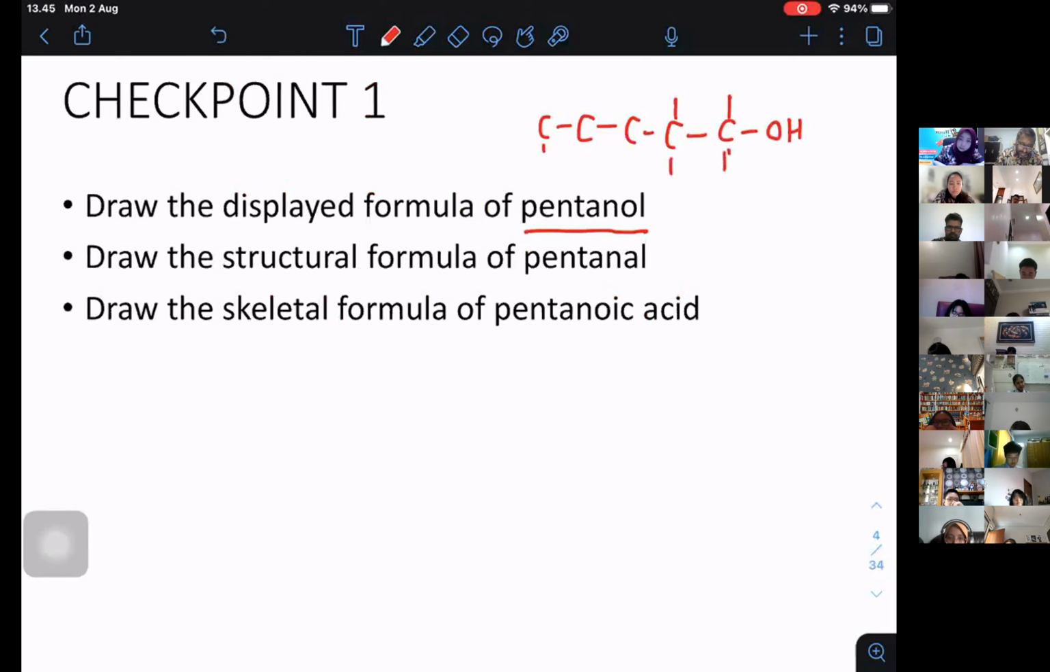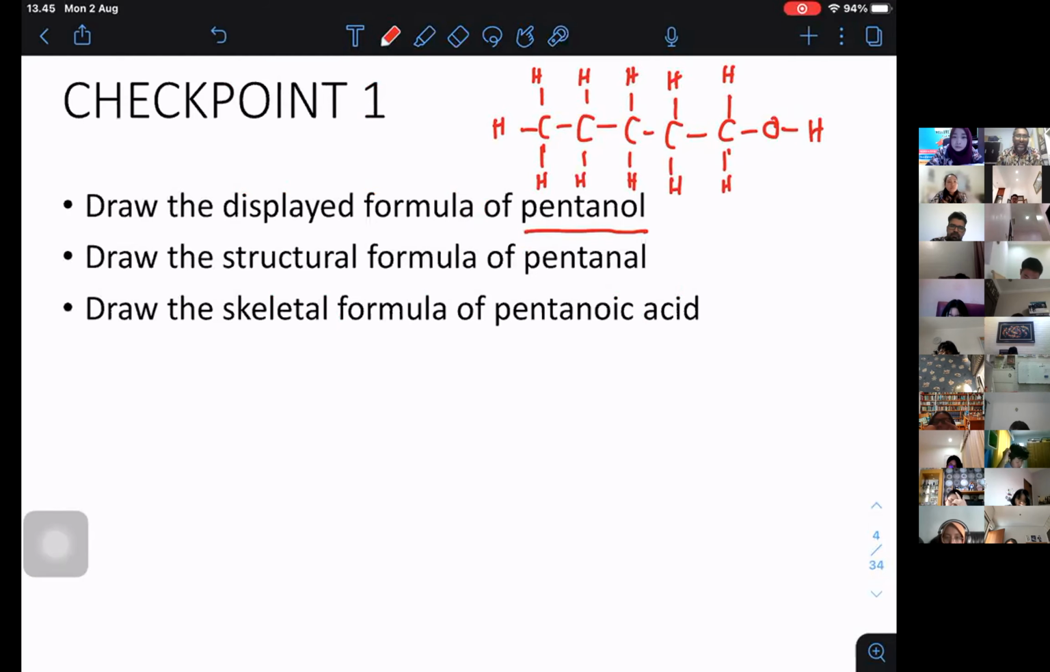So the rest must be hydrogen. You need to write down each of them. So this is going to be the displayed formula, but you see, I made a common mistake like any other students will make. You can see the OH I have written together. It's supposed to be like this. This is going to be the displayed formula of pentanol.